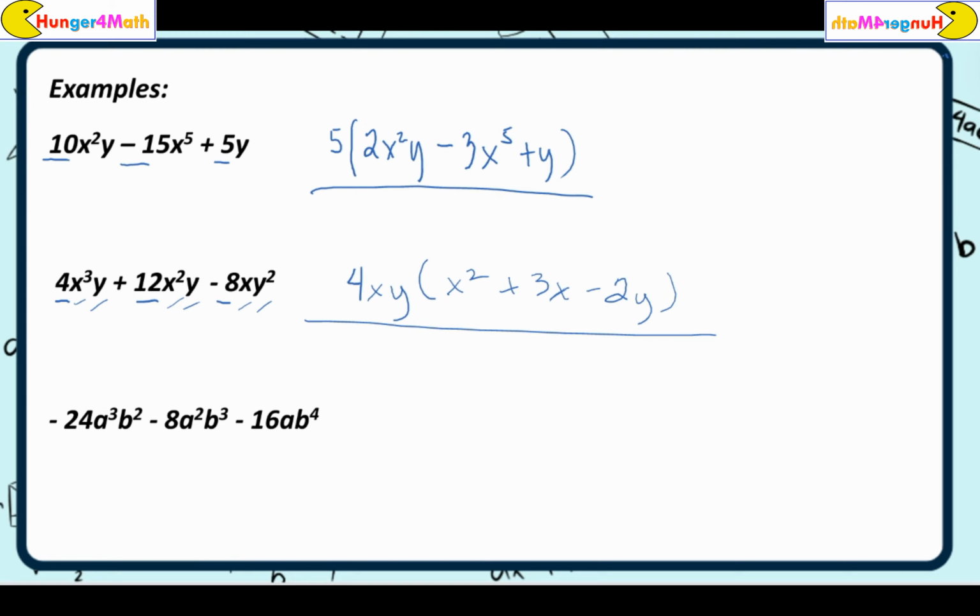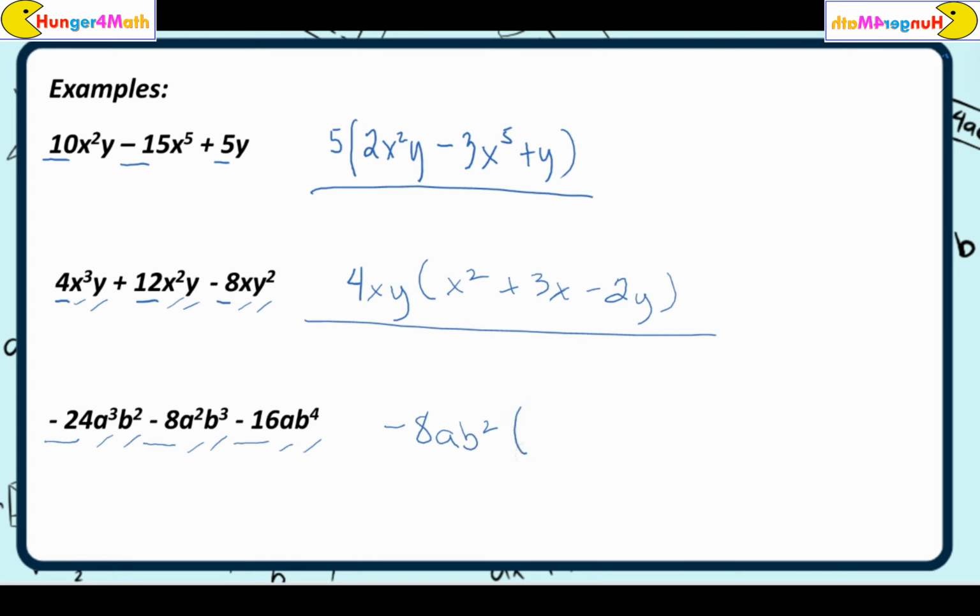Next, we have negative 24, negative 8, and negative 16. So the GCF is negative 8. Then we have a cubed, a squared, and a. So we have to get the smallest, and that is the a. Then b squared, b cubed, b to the power of 4. So the smallest power is b squared. So that will be our GCF, negative 8ab squared.